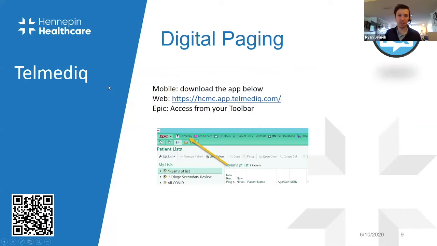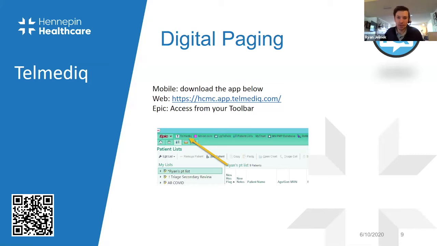Digital paging, so through Telmetic. Telmetic is our digital paging app that we picked, gosh, I don't know, 4 or 5 years ago now. We really made a big push to start using this in place of the physical brick pagers about 1.5 years ago. I think this is the second incoming intern class that won't get a physical pager. So you guys will only have Amion.